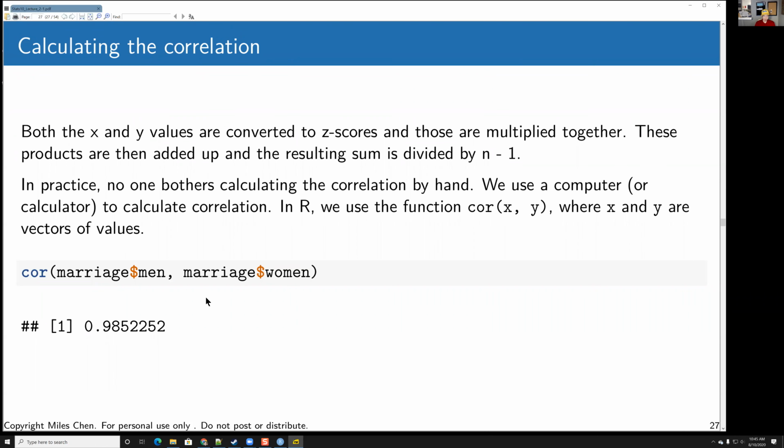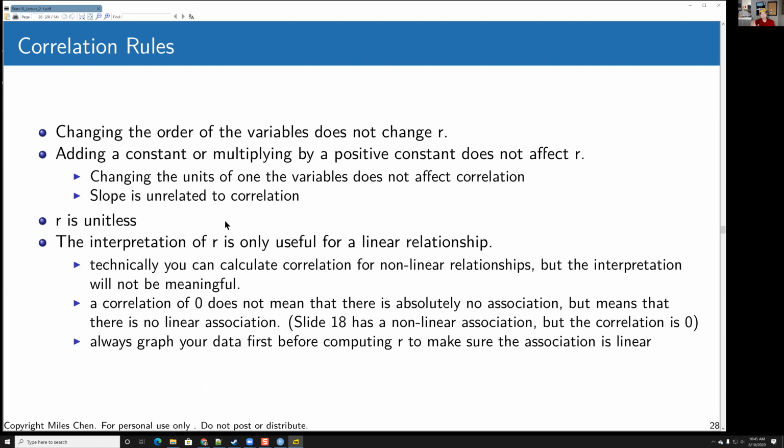All right, here are some important rules for correlation. This is an important slide. If you swap the variables, it will not affect the correlation value. So if x and y have a correlation of 0.75 and you swap them, the correlation between y and x will have the same correlation of 0.75. Swapping which one is your x and which one is your y is not going to affect the correlation.